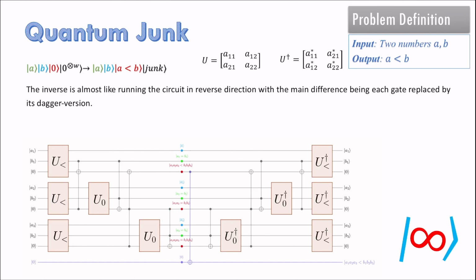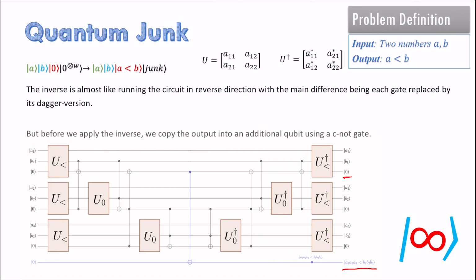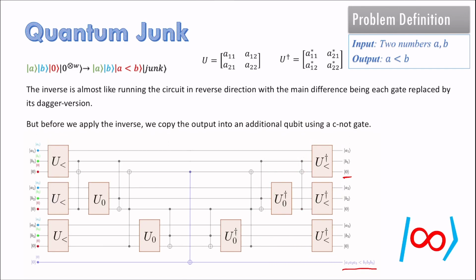Applying the inverse destroys the required output as well. Hence we need to save it before we apply the inverse. We use a C naught gate to copy the output on a qubit in 0 state. This ensures that when the inverse is applied on the rest of the circuit, the output is preserved to be used.